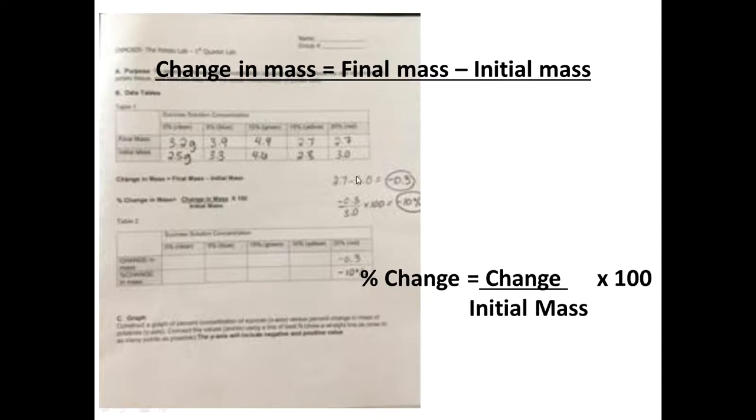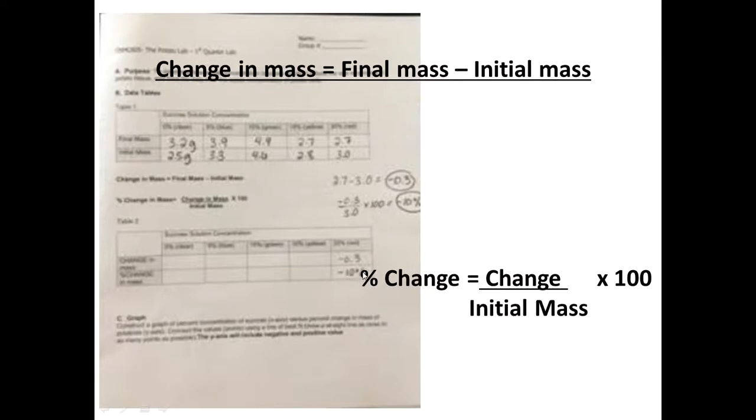Okay, so if you look at my sample over here, I already calculated my change in mass. I did 2.7 minus 3.0 equals negative 0.3, right? That's what I put right here. So to do my percent change in mass, I'm going to do negative 0.3, my change, divided by initial mass, 3, multiply by 100, and I end up with negative 10%.